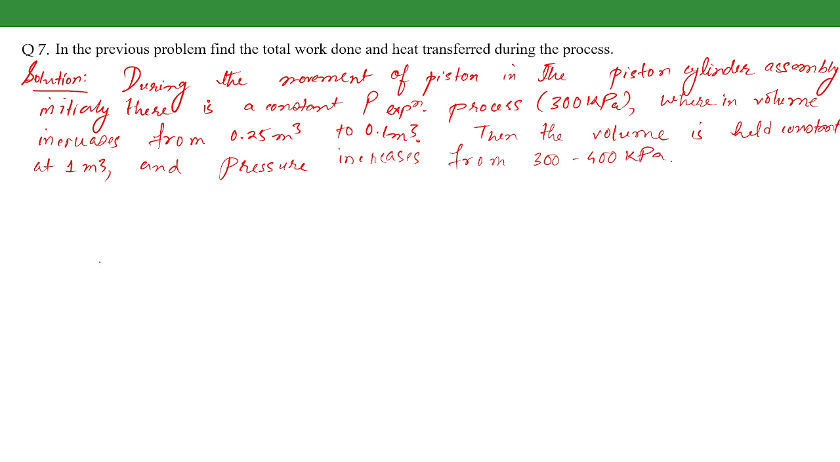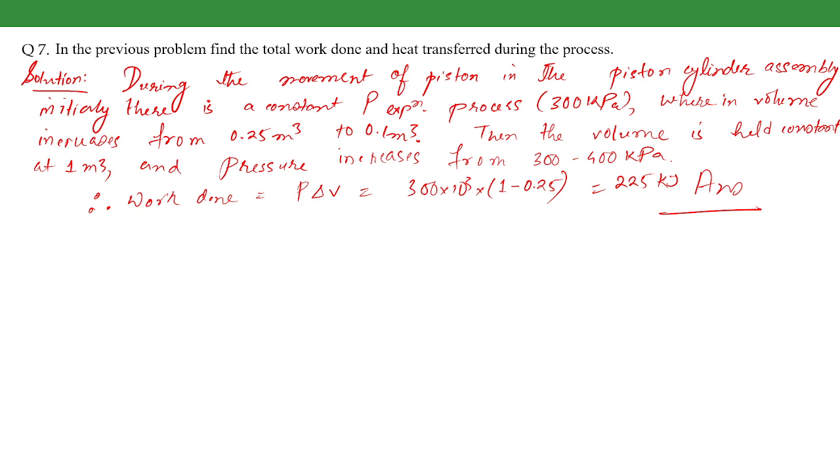So work will be done only during this process. Work is not done during the constant volume process. Therefore, the work will be done only during the constant pressure process. The work done is P delta V. So pressure is at 300 kPa, and the volume changes from 0.25 to 1. So it is like 225 kilojoule. Okay, so this is the work done during the process.